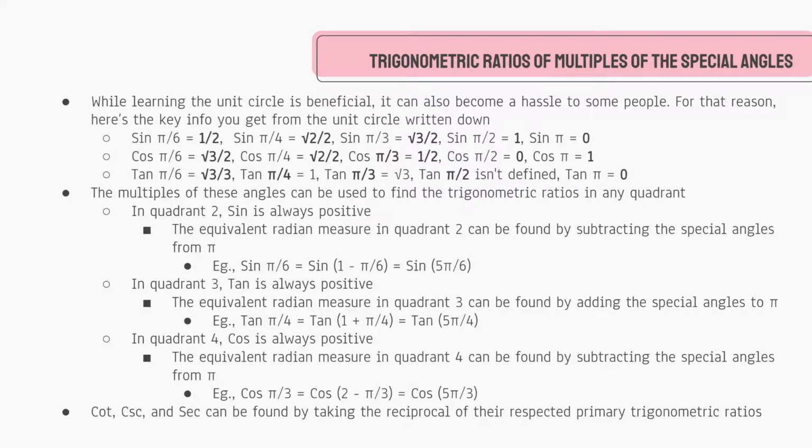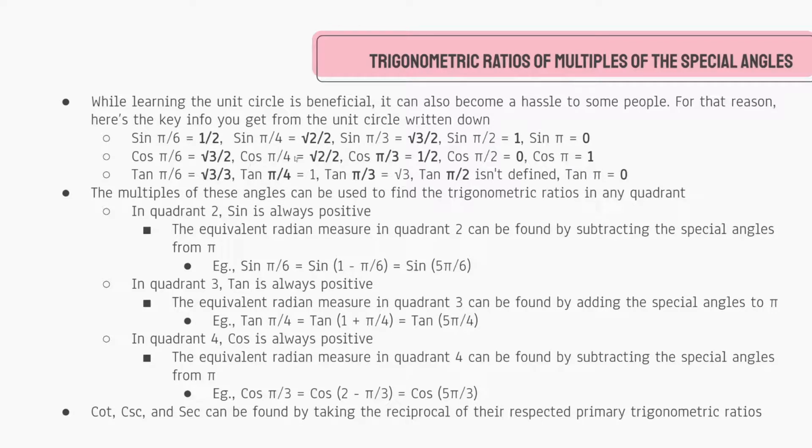So for sine pi over 6, that is equal to 1/2. Pi over 4 is equal to square root of 2 over 2. Sine pi over 3 is equal to square root of 3 over 2. Sine pi over 2 is equal to 1, and sine pi is equal to 0. Now, for cosine, as I talked about before, it's exactly the opposite of what sine is. So cos pi over 6 is the same as sine pi over 3, which is square root of 3 over 2, as you can see here.